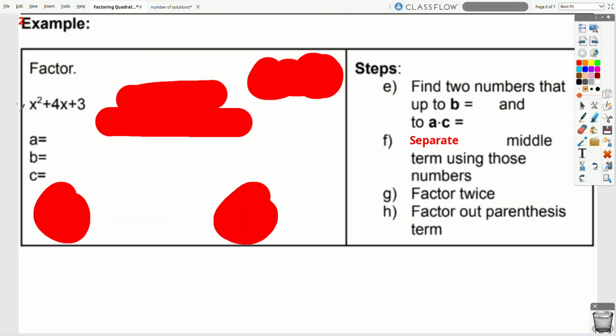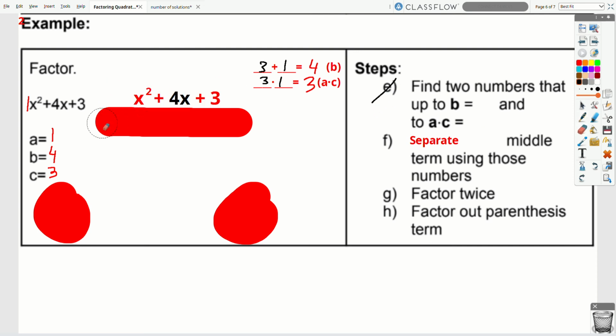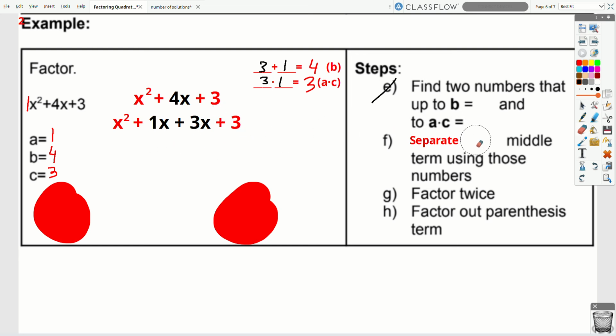All right, so let's factor x squared plus 4x plus 3. We need to find two numbers that add up to the middle number. A is 1, b is 4, c is 3, so b is 4. A times c, 1 times 3, is 3, so we need to find two numbers that add up to 4 and multiply to 3. Those two numbers are 3 and 1. So we separate that middle term using the 3 and 1. Instead of x squared plus 4x plus 3, we get x squared plus 1x plus 3x plus 3. So we have unsimplified it.